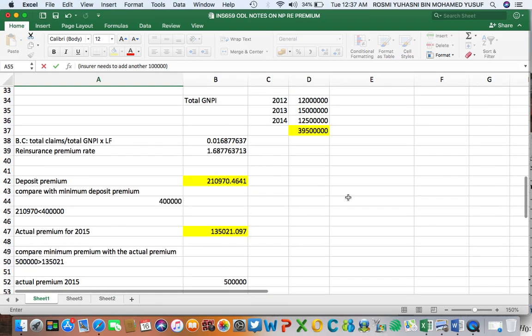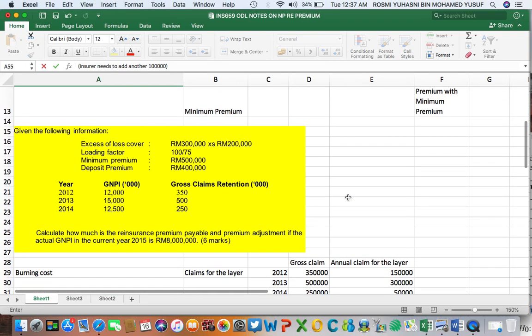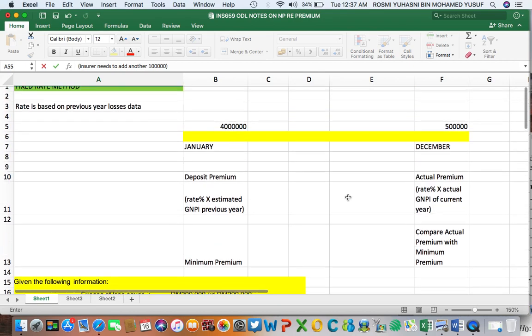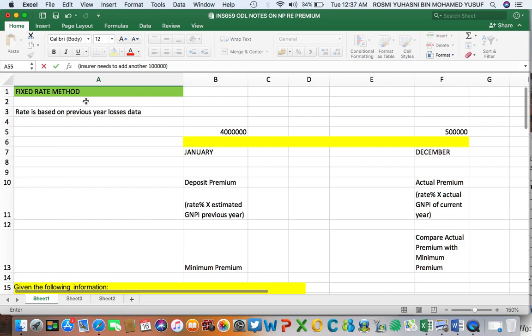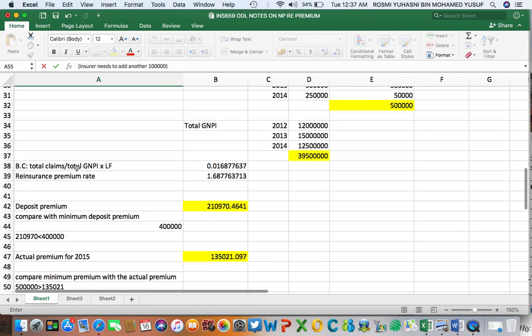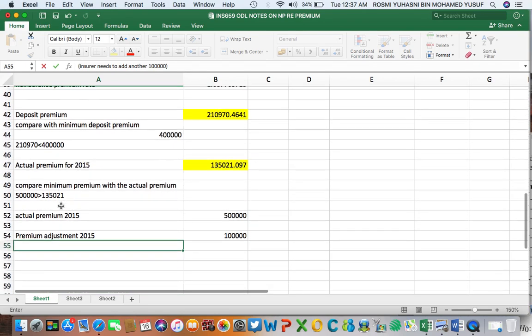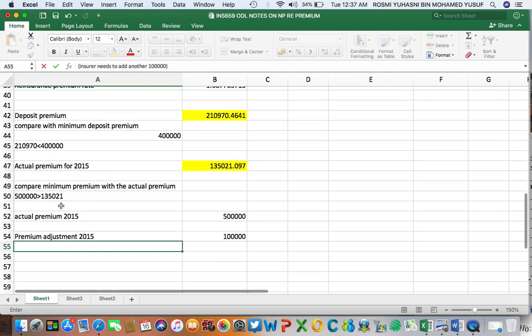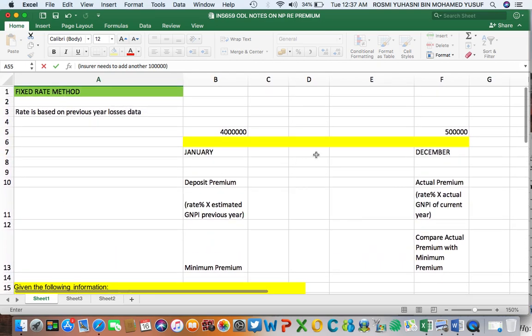So that is how you calculate the rate for the non-proportional reinsurance using the fixed rate method, and the steps involved in the calculations of the premium for the year.